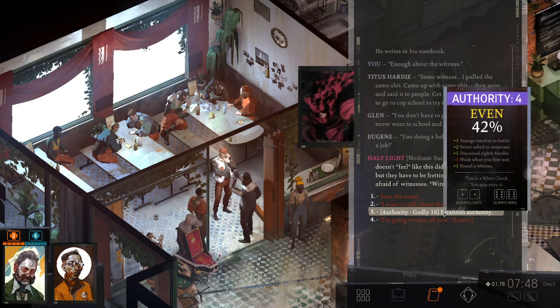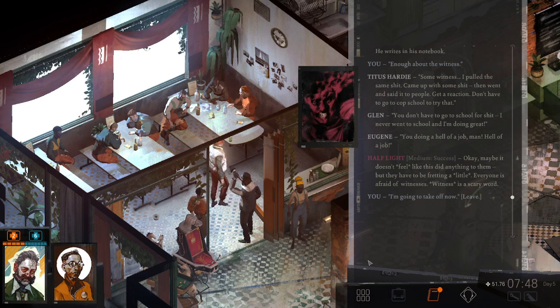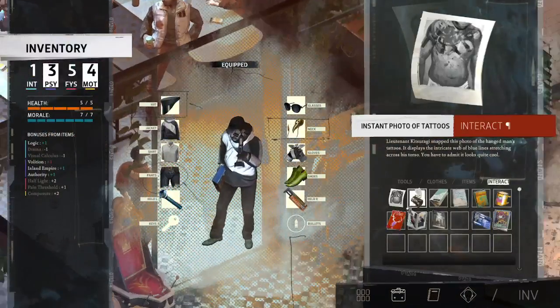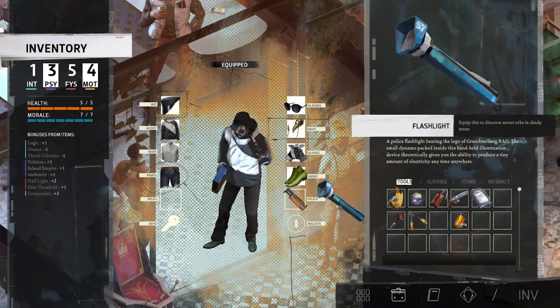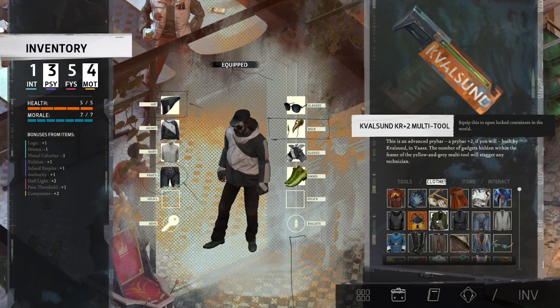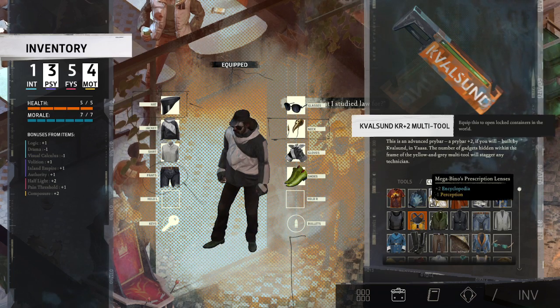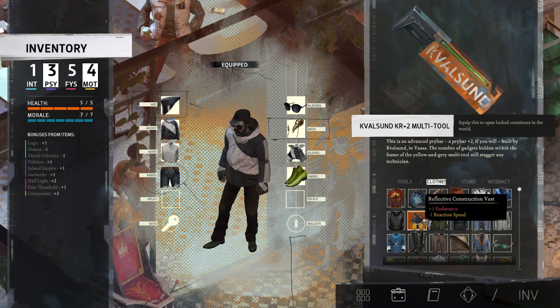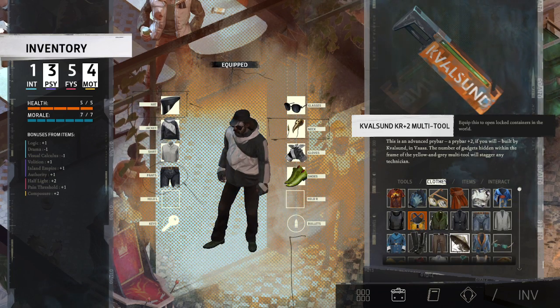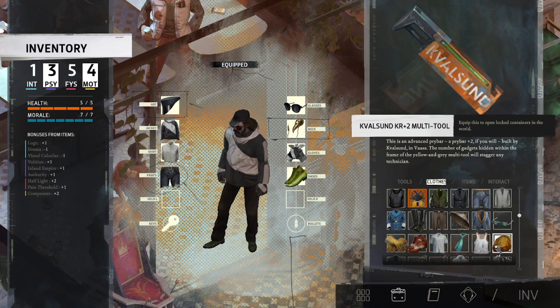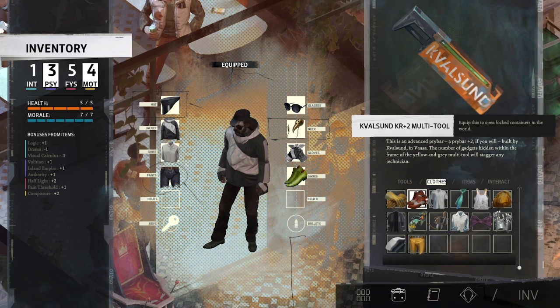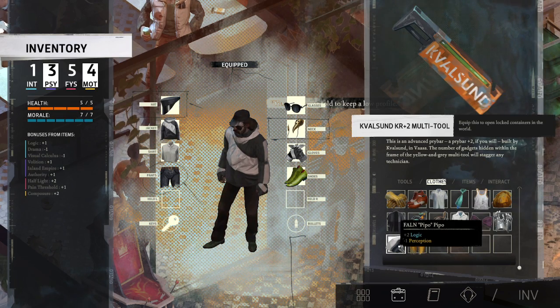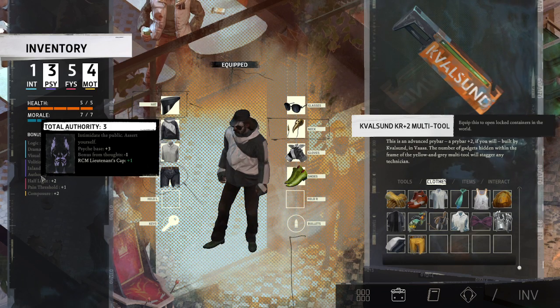Found a witness. Okay, okay. So we got another plus there. So we gotta boost our authority in any way we can, and we can take some speed too for that. Okay, let's put down our silly flashlight and our multi-tool. Okay, so authority. Minus authority, darn. Okay, it's just the cap.